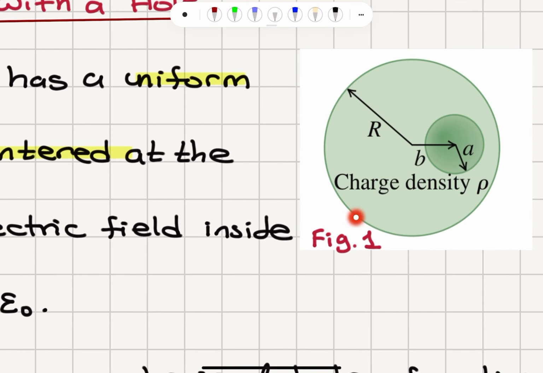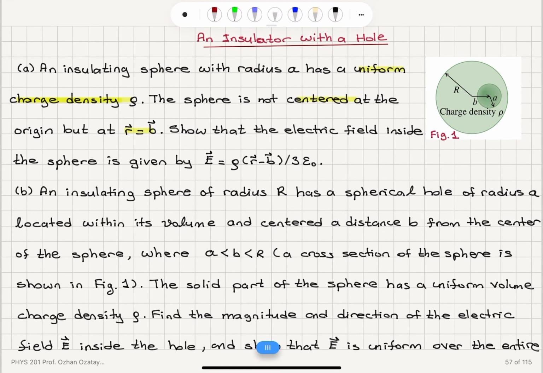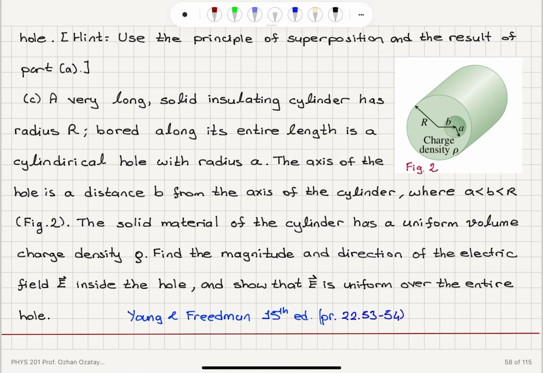So we have this sphere that is centered at the origin, which has radius capital R, and it has a hole. The hole has a radius a, which is less than the distance between its center and the origin, which is b. Okay, the solid part of the sphere, that is the filled part of the sphere, has a uniform volume charge density rho. Find the magnitude and direction of the electric field inside the hole and show that the electric field is uniform over the entire hole. Hint: use the principle of superposition and the result of part A.